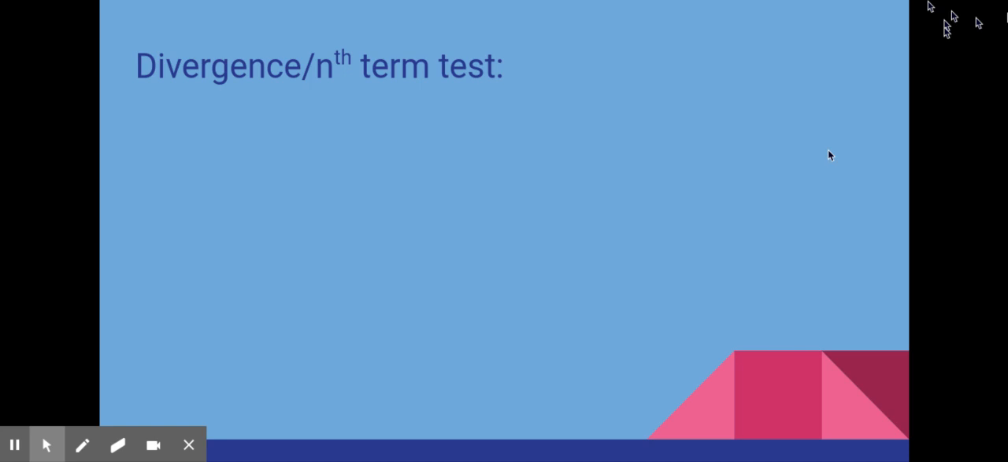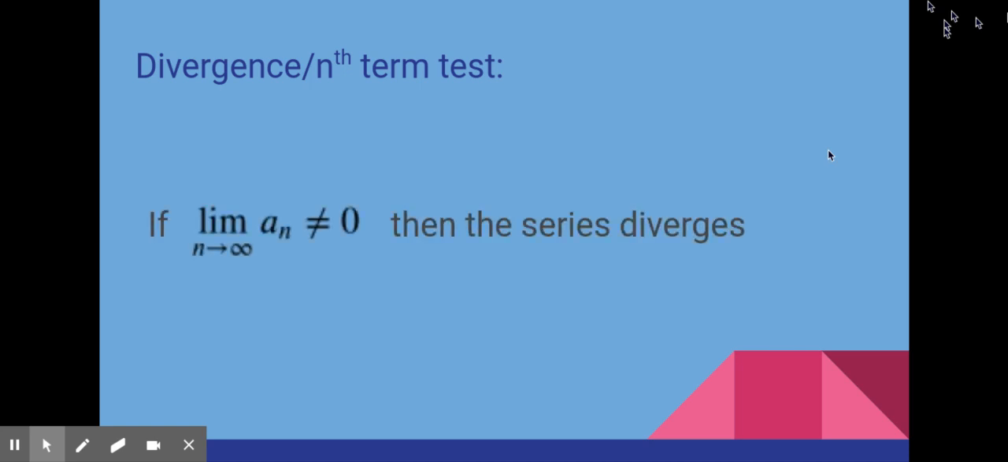So starting with divergence theorem or nth term test, either name is acceptable. This one's very straightforward. If the limit as n approaches infinity of the series does not equal 0, then the series diverges. So basically what this is saying is that if the last term of the series does not equal 0, then the series has to diverge. So if that's the case, and you take the limit of the series as n goes to infinity, and it equals some non-zero value or infinity, then you're just going to say that the series diverges due to divergence theorem or nth term test. Once again, both are acceptable.